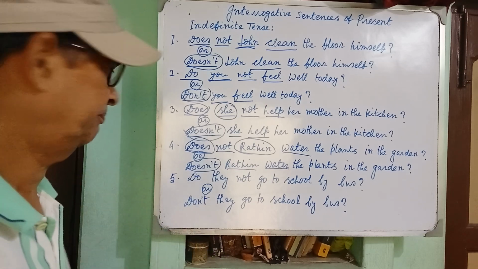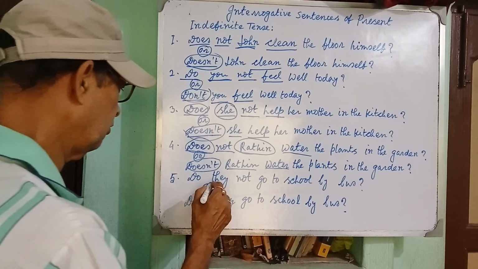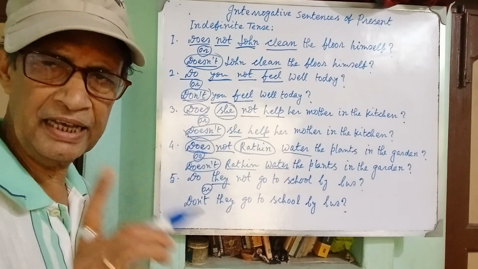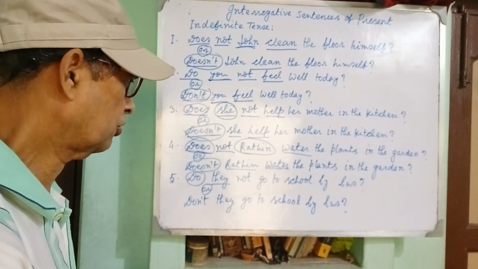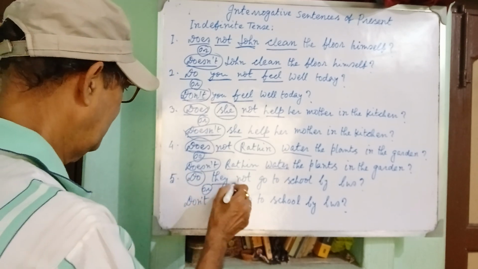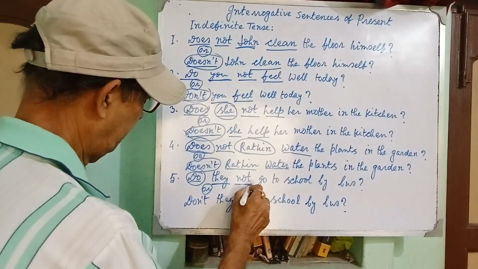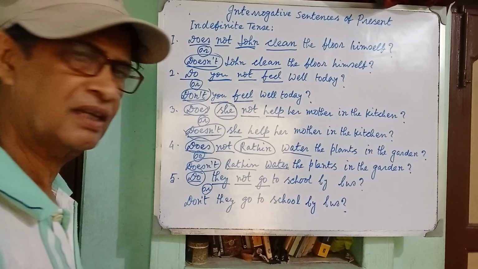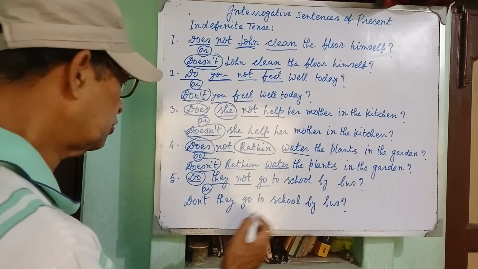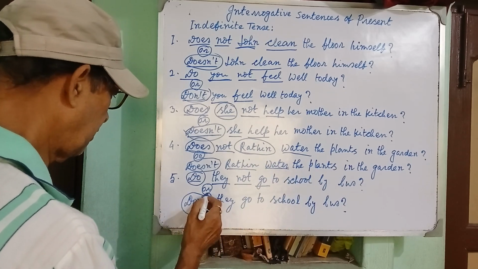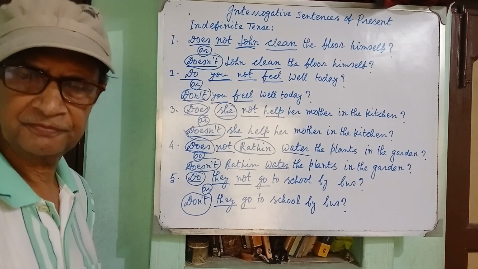Now my last item. Do they not go to school by bus? Here they is a pronoun but plural number. So do they not go to school by bus? Auxiliary verb plus subject pronoun plus negative form plus principal verb. Clear? And there is no problem when you use don't they go to school by bus? Don't is the short form, they is the subject, that is a pronoun, and go is the principal verb.